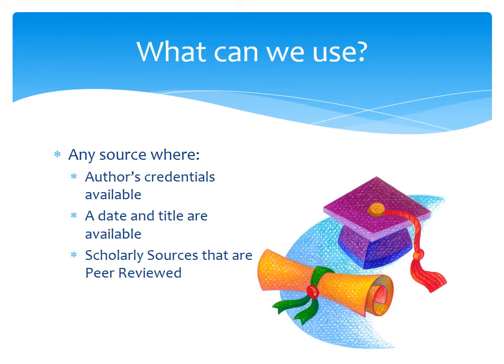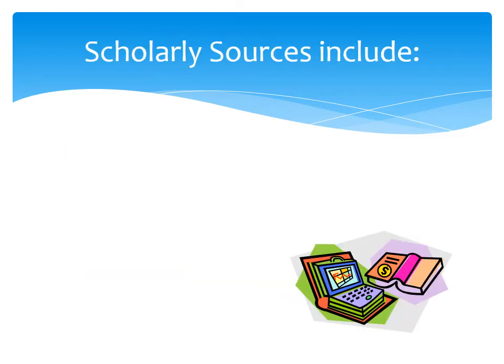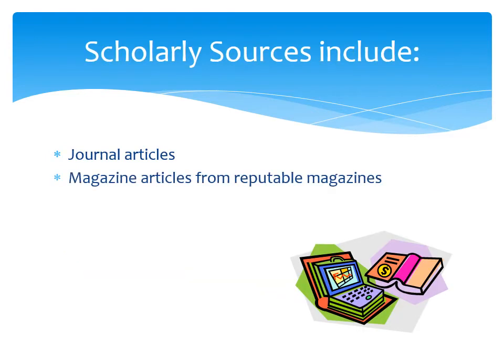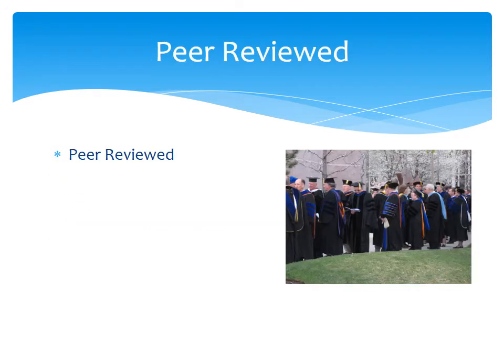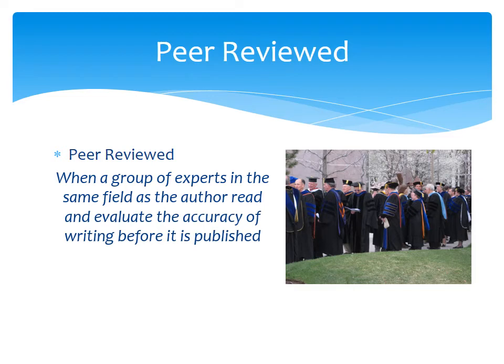So what can you use? Any source where the author's credentials are available, where a date and title are available, or scholarly sources that are peer-reviewed. What I mean by scholarly sources are journal articles, magazine articles from reputable magazines, newspaper articles from reputable newspapers, and again, not the editorials or the subscriber comments, books or ebooks. And when I say peer-reviewed, I mean that a group of experts in the same field as the author have read and evaluated the accuracy of that writing before it's published. Anytime you have an article that's scholarly and peer-reviewed, it's a good article.